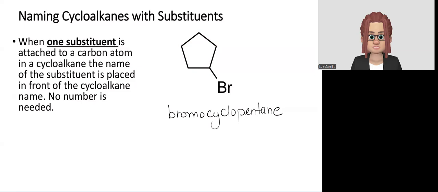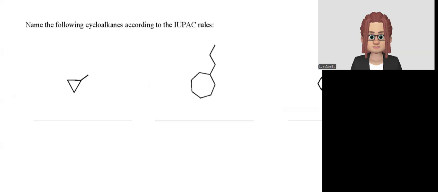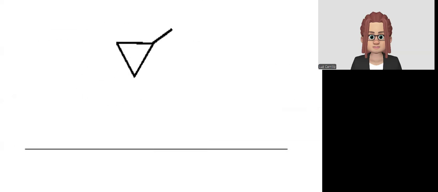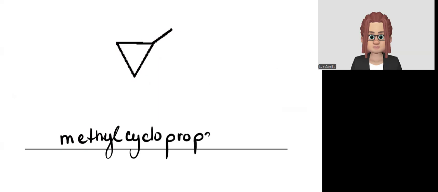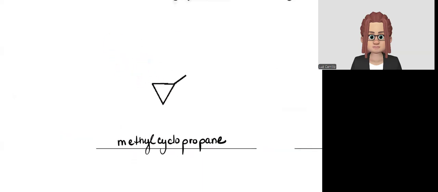Let's do some practice problems. Take a moment and name this cyclic alkane. The name of this molecule is methylcyclopropane, because there's 1, 2, 3 carbon atoms. Let's do one more.